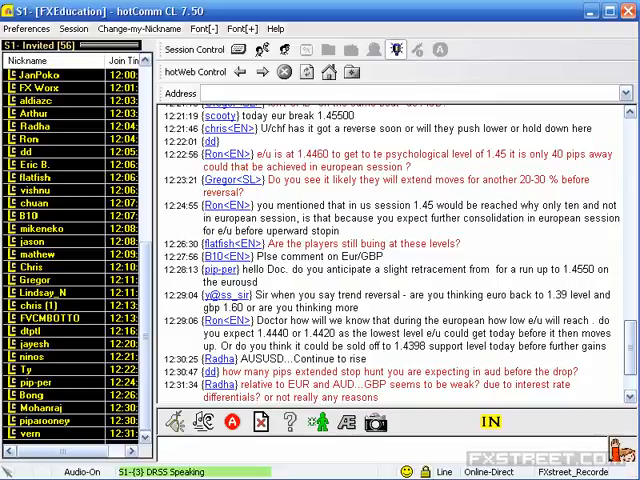Then Drawn: Euro USD is at 44.60, to get to the psychological level of 1.45. It's only 40 pips away. Yes, still, 40 pips is 40 pips. To raise it by 1 pip, they have to put in at least 10,000 to 20,000 lots of orders. Only then can the market move.